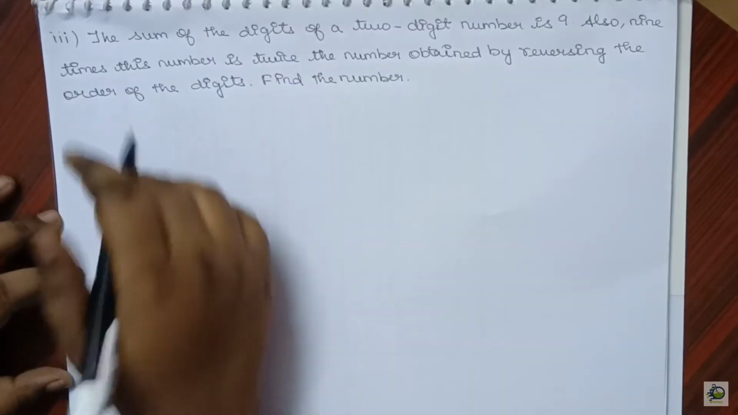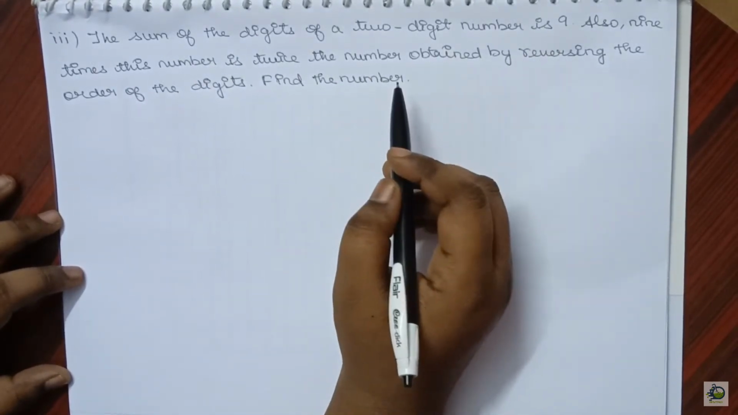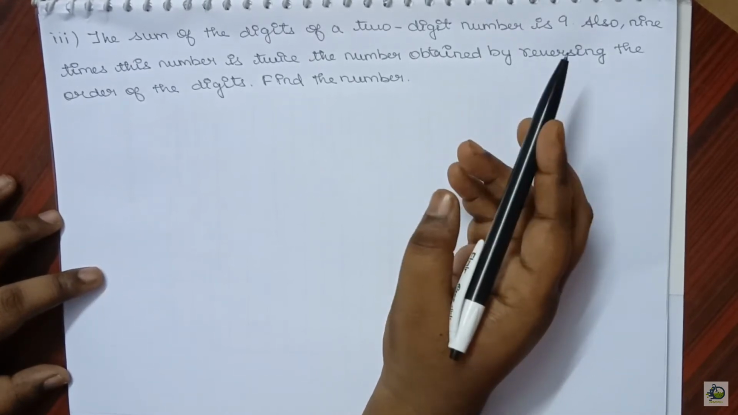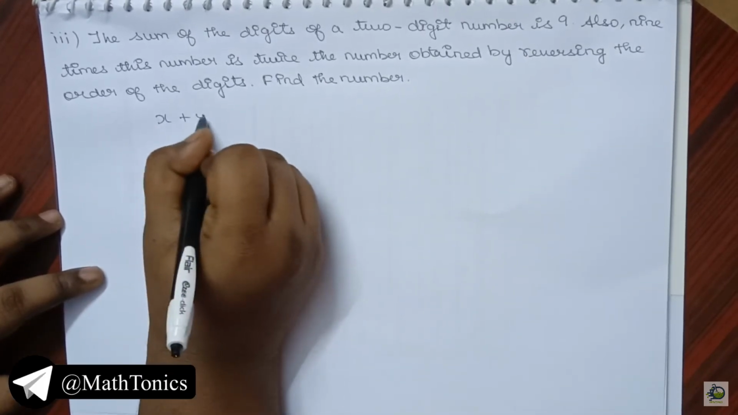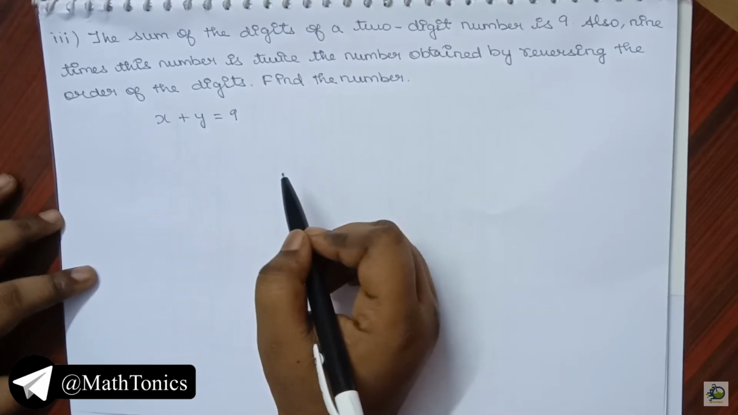Let's move on to next question. The sum of the digits of a 2-digit number is 9. So a 2-digit number we have to find, and the digits when added gives 9. So x plus y is equal to 9. So we can consider it as x and y, the 2 digits.